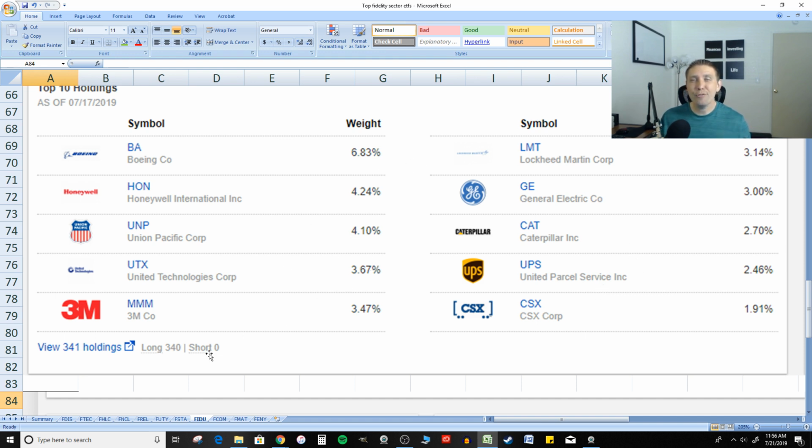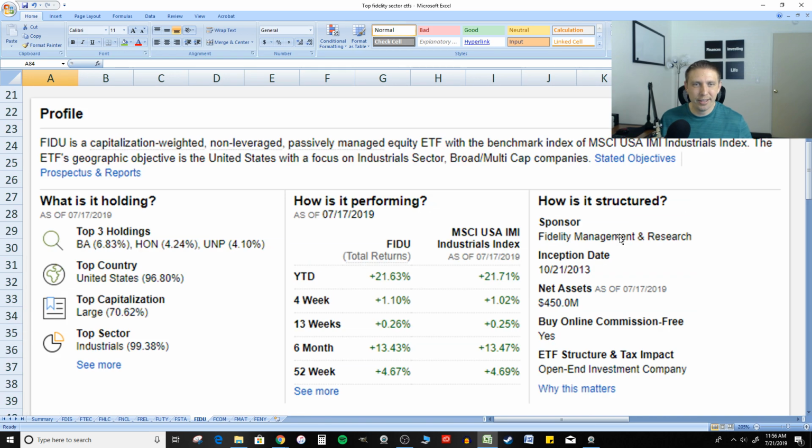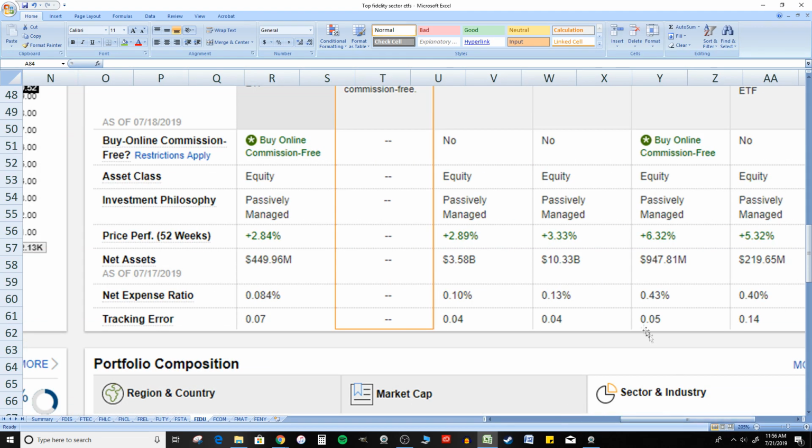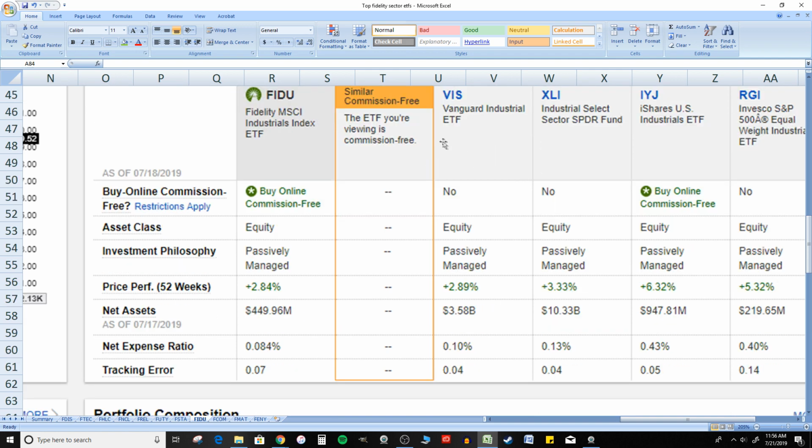And there's 341 different holdings with this. So there's a lot of diversification here. Who's its main competitor on the Vanguard side? So if you want to invest in something similar, if you're a Vanguard investor, look at VIS, and FIDU for Fidelity.